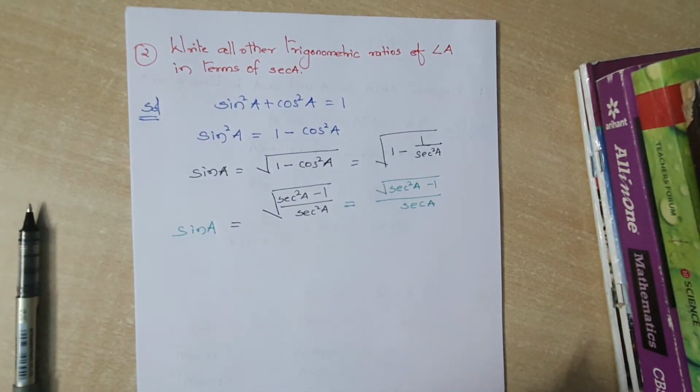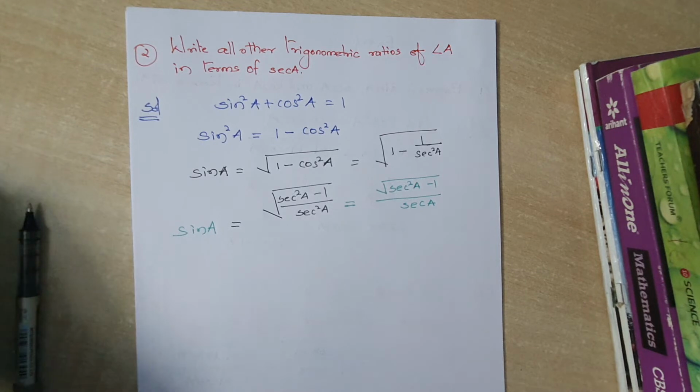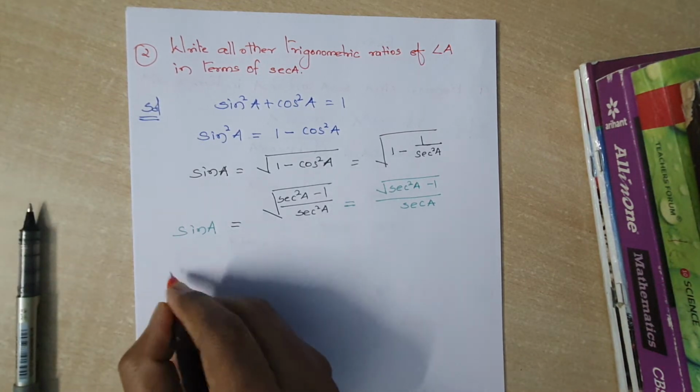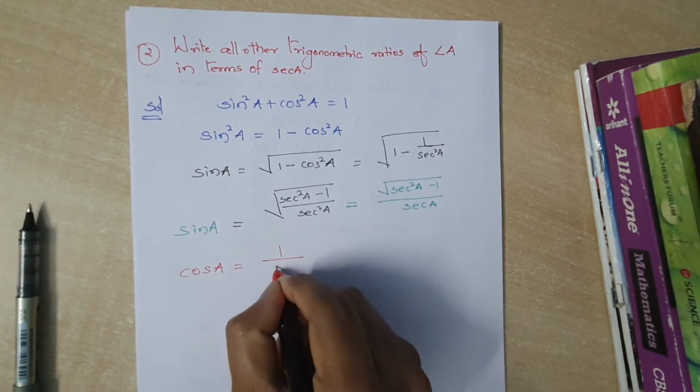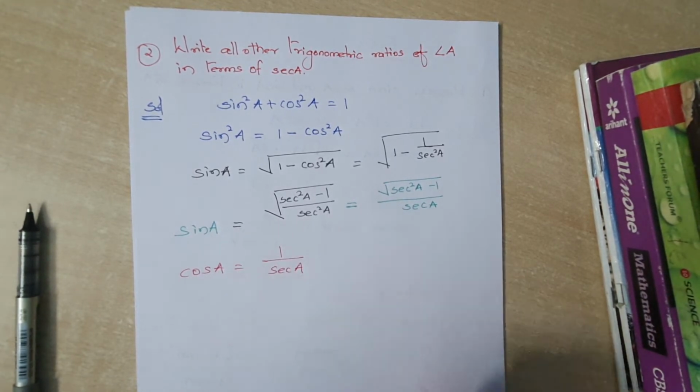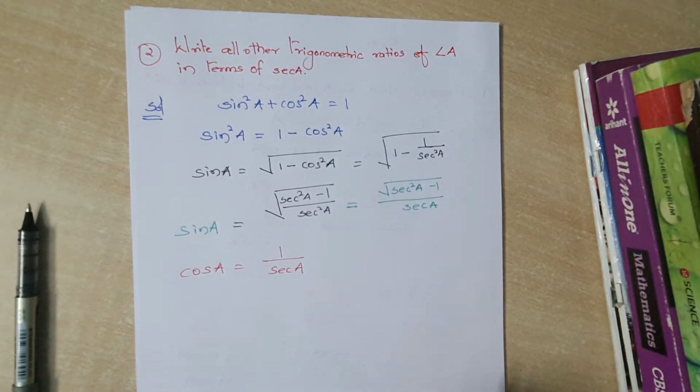Now cos. We have to express cos in terms of sec. That is very simple. Cos A is equal to 1 upon sec A.